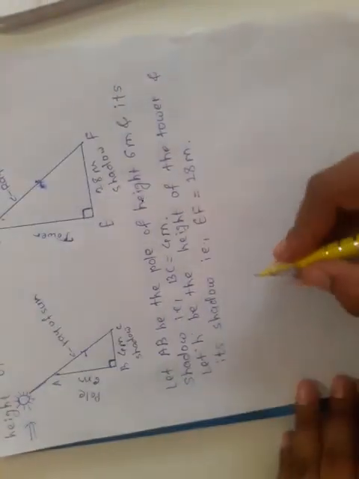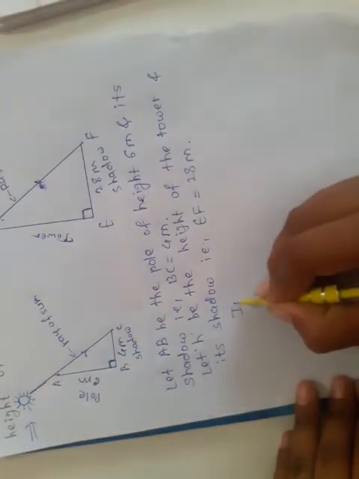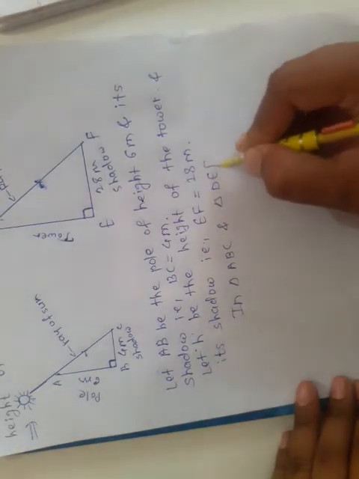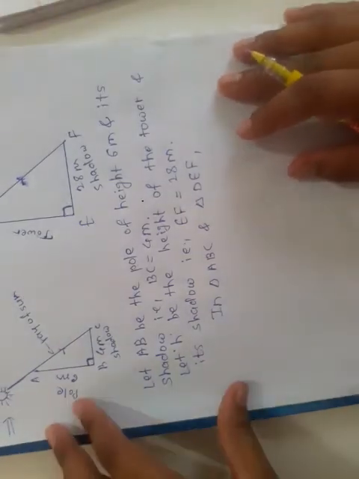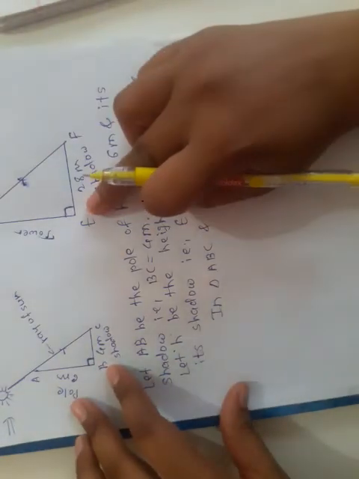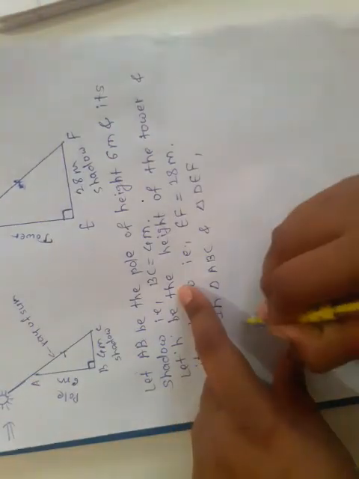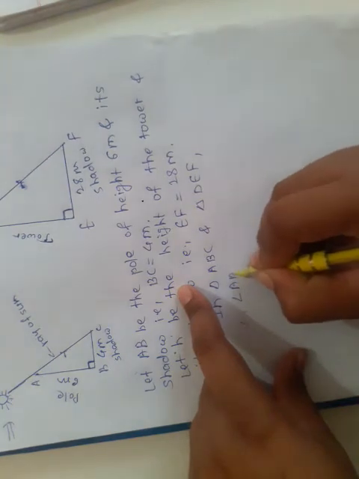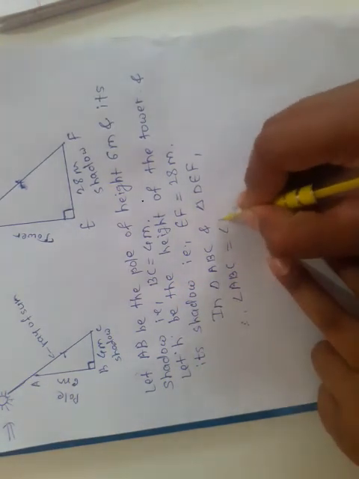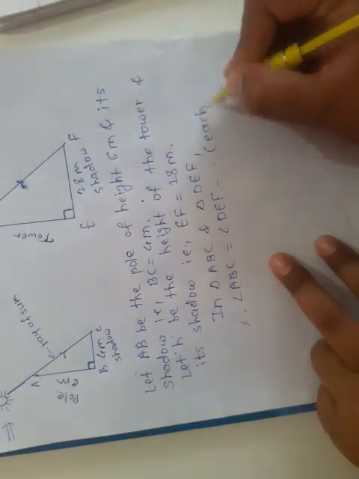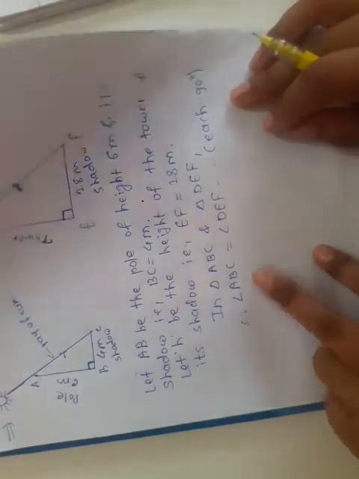Now prove that both these triangles are similar. So now take both the triangles, triangle ABC and triangle DEF. How can we prove these two triangles are similar? See, angle B is equal to angle E here, because each angle is of measure 90 degrees. So write down here: therefore, angle ABC is equal to angle DEF, since each angle is of measure 90 degree.